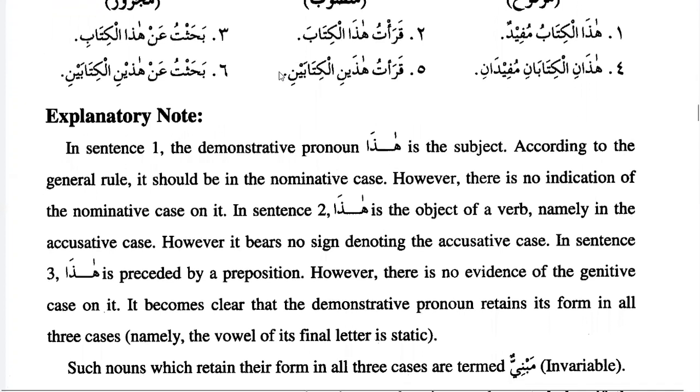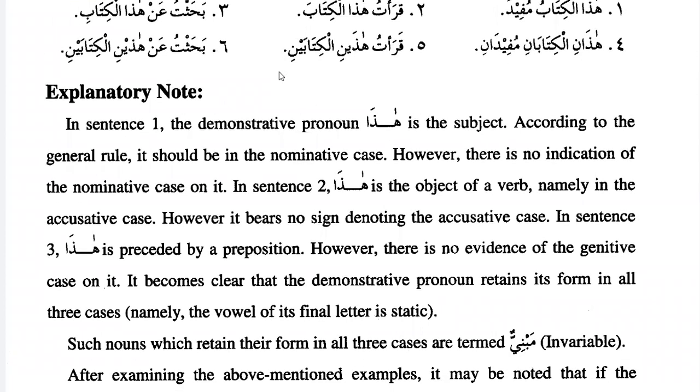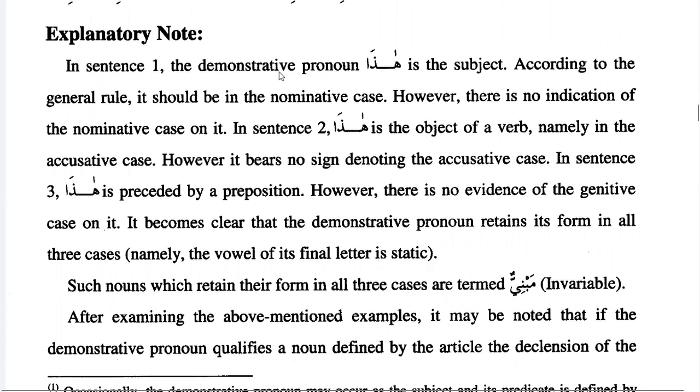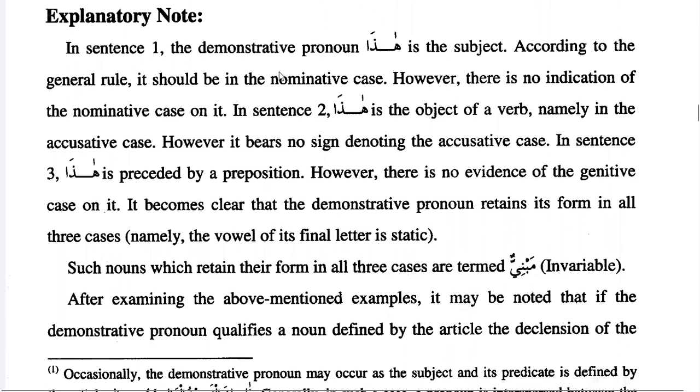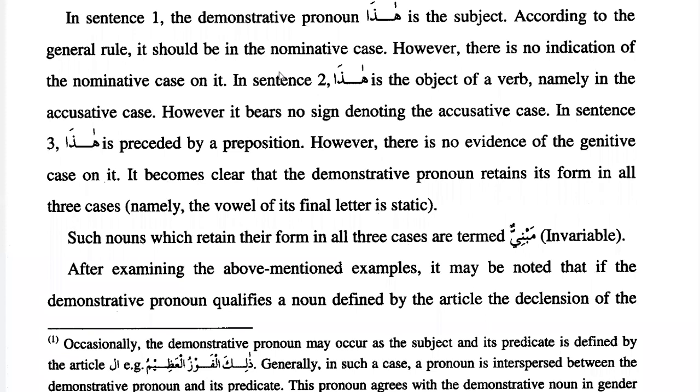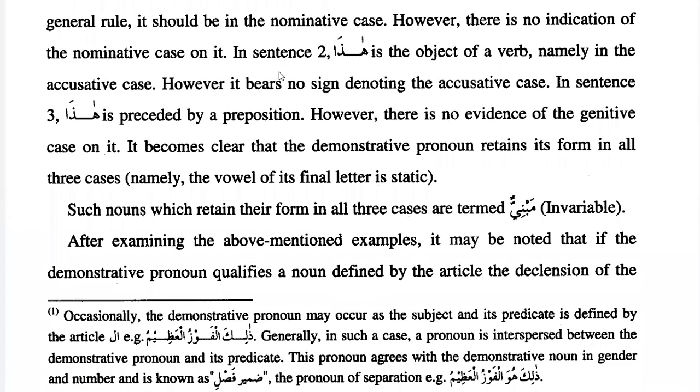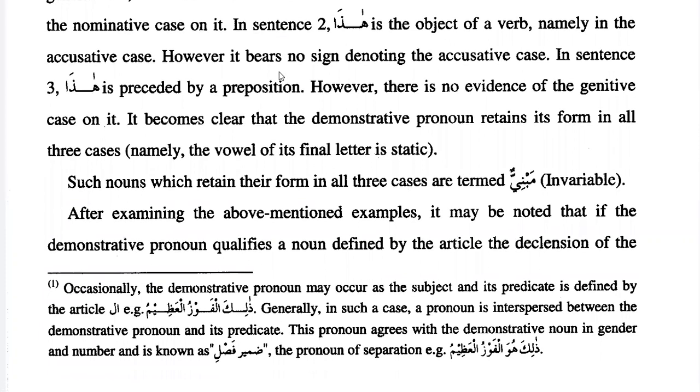Explanatory note. In sentence one, the demonstrative pronoun hadha is the subject. According to the general rule, it should be in the nominative case. However, there is no indication of the nominative case on it. In sentence two, hadha is the object of the verb, namely in the accusative case. However, it bears no sign denoting the accusative case. In sentence three, hadha is preceded by a preposition. However, there is no evidence of the genitive case on it. It becomes clear that the demonstrative pronoun retains its form in all three cases, namely the vowel of its final letter is static. Such nouns which retain their form in all three cases are termed mabni, invariable.